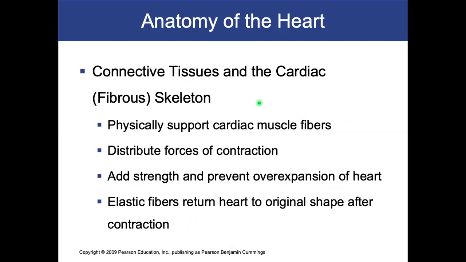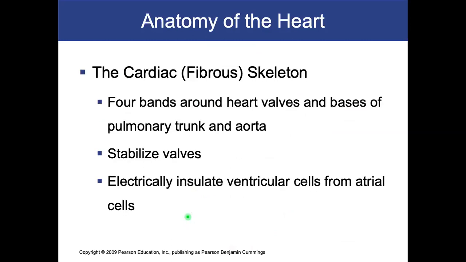The cardiac fibrous skeleton supports cardiac muscle fibers, distributes force of contraction, adds strength to prevent overexpansion of the heart, and elastic fibers return the heart to original shape after contraction. We have 4 bands around heart valves and bases of pulmonary trunk. It stabilizes valves, and electrically insulates the ventricular cells from atrial cells.